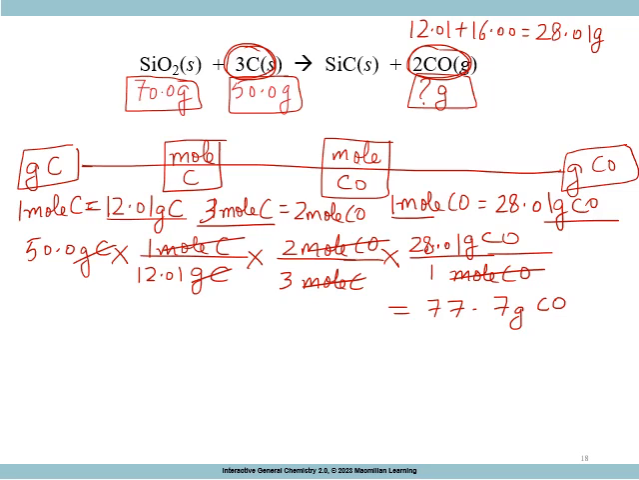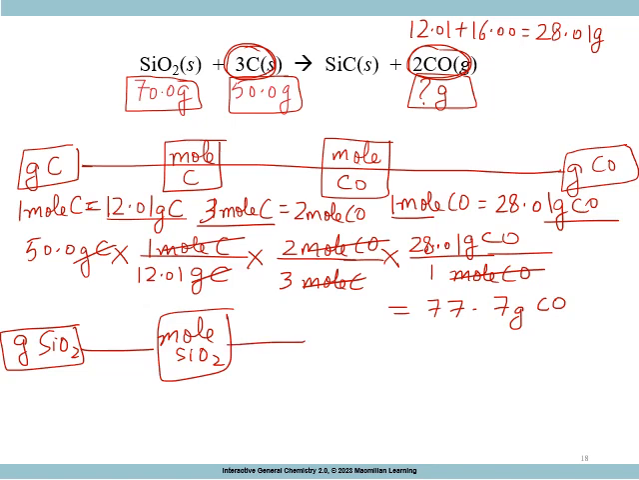Now I have to do the exact same thing for SiO2. The only difference is, instead of grams of carbon, I'll start with grams of SiO2, and then moles of SiO2. So I'll start with grams of SiO2, convert it to moles of SiO2, then moles of SiO2 to moles of CO, and then moles of CO to grams of CO.